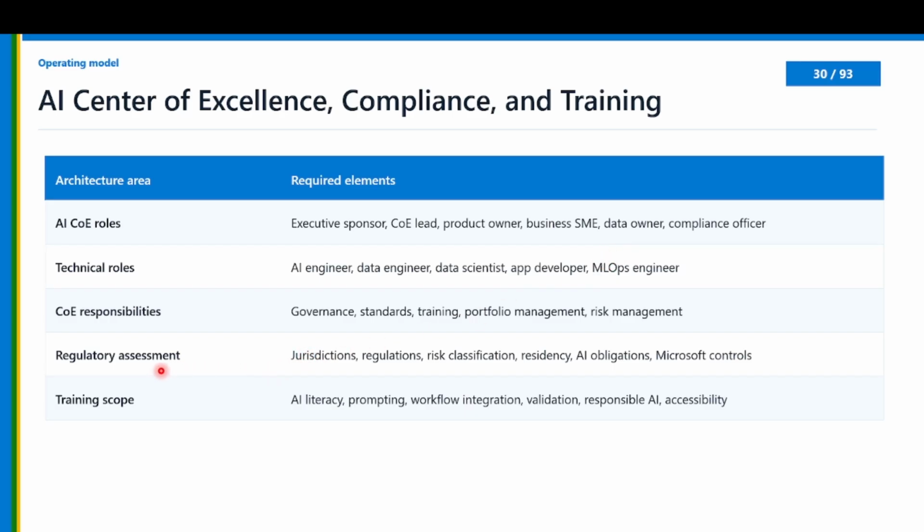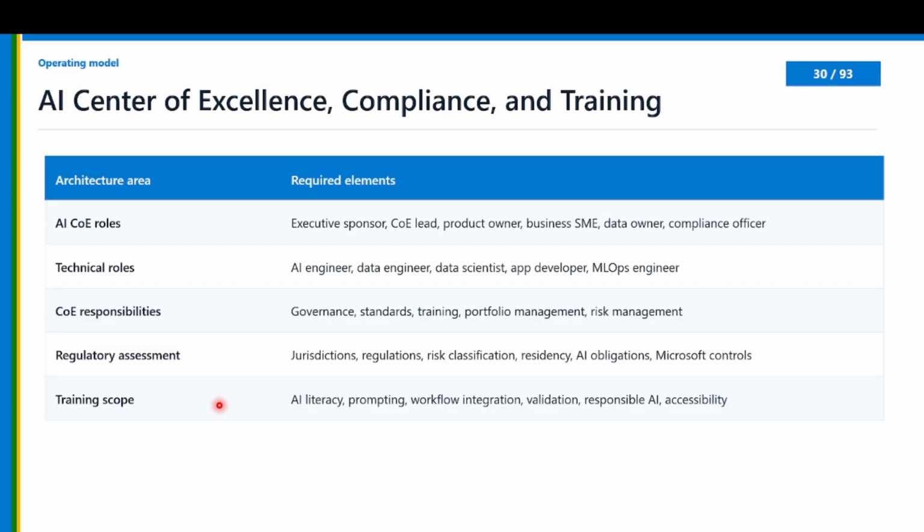Very, very important. So regulatory assessment involves jurisdiction, regulation, risk classification, data residency determination, AI obligation, what they should use AI to do and what they should never use AI to do, and Microsoft controls. So operating within Microsoft control. This is Microsoft ecosystem, so everything you are doing should operate within Microsoft control. You should not build in Microsoft and go and deploy in AWS. Okay, these are Microsoft solution.